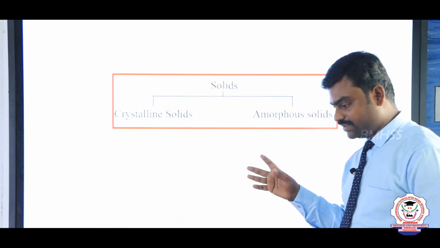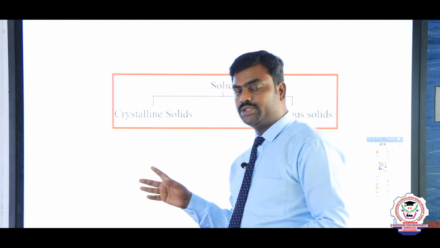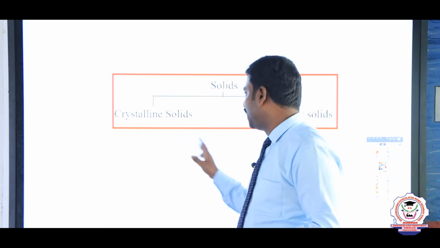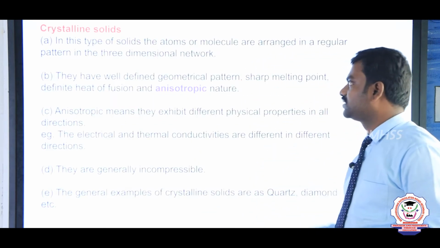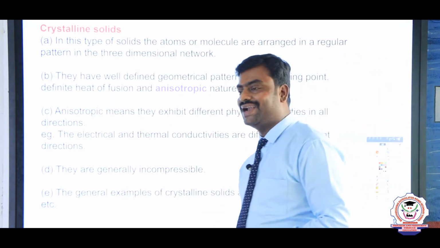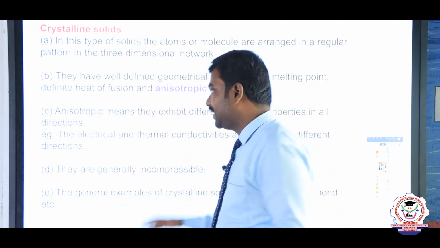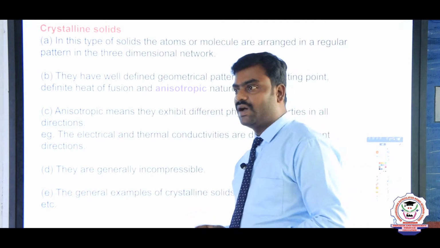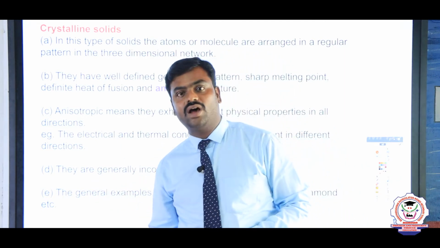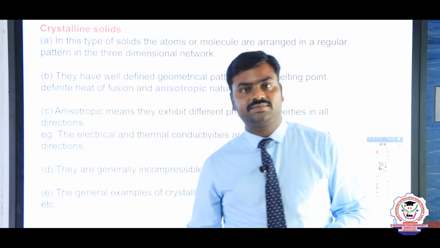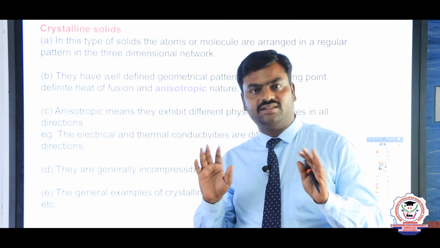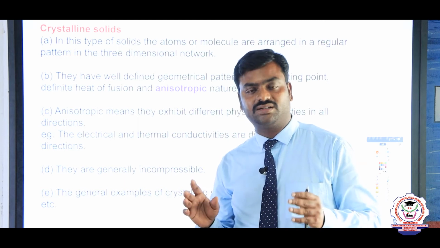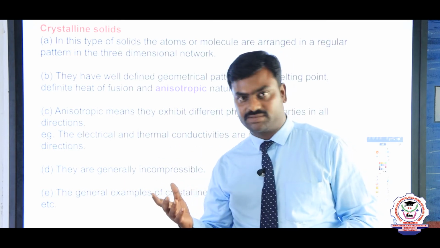Solids can be classified into two categories: crystalline solids and amorphous solids. First, our aim is to understand what a crystalline solid is. In this type of solid, the molecules, atoms or ions are arranged in a regular manner, and it has a very well defined network structure. Because of that, it shows different kinds of properties.